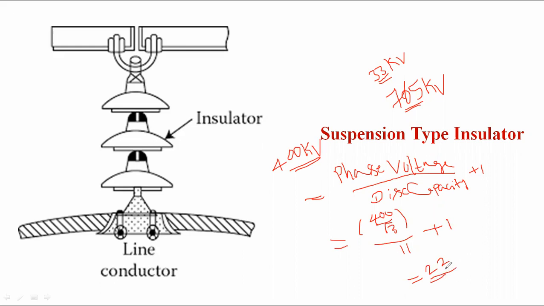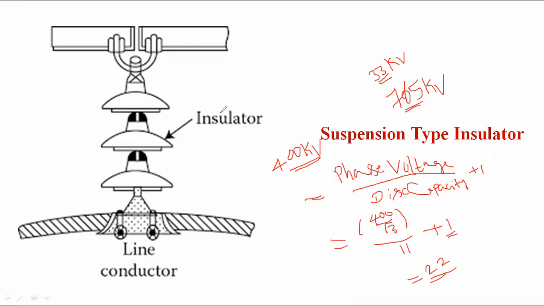are connected in series, that is, phase voltage by disc capacity plus one spare disc or additional disc. For a 400 kV transmission line, the phase voltage is 400 by root 3, divided by the individual disc capacity of 11 kV, plus one additional disc or spare disc. The total number of discs required is 22 discs. That is, 22 discs are connected in series, which represents the string of insulator.